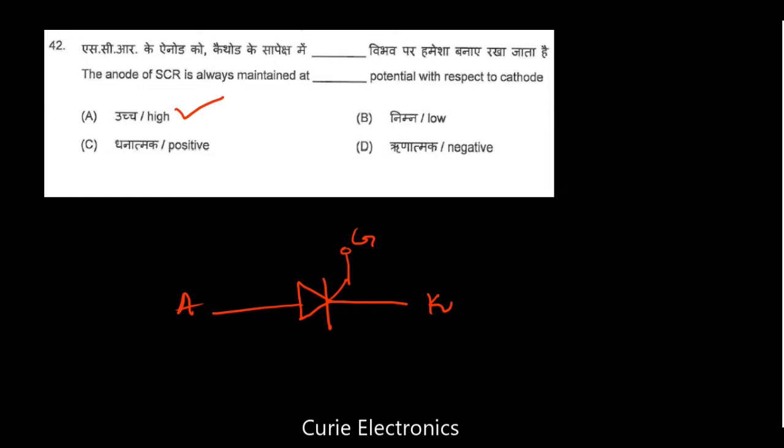Positive. We won't just say positive, because it is positive. Compared to the cathode, the anode has to be at positive potential, not negative potential, positive potential.